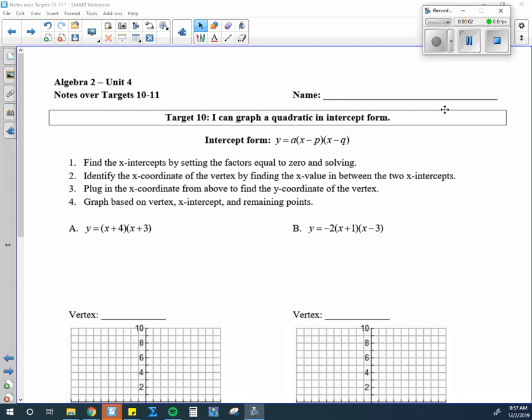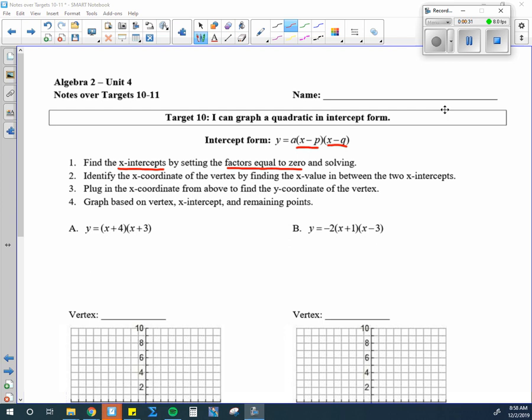So far, you guys have learned how to graph quadratics in both vertex and standard form. Today, we're going to talk about how to graph in intercept form. It's called intercept form because you can easily find the x-intercepts of the graph by setting those factors equal to 0 and solving. So you don't need to worry about the a value in front. We're just going to set each of those factors equal to 0 and solve them like we did when we were factoring. And then we need to find the vertex.